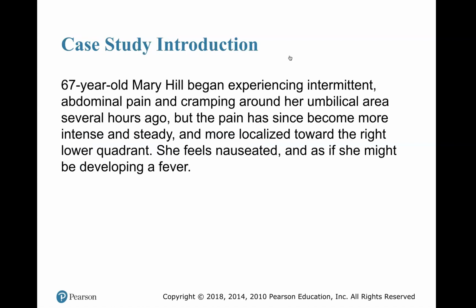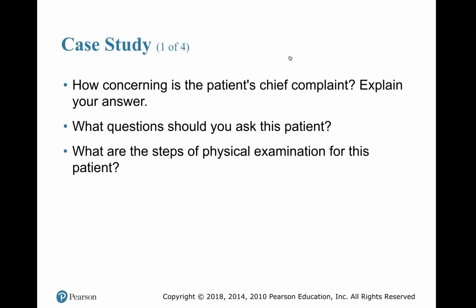Our case study intro: 67-year-old Mary Hill began experiencing intermittent abdominal pain and cramping around her umbilical area several hours ago, but the pain has since become more intense and steady and more localized towards the right lower quadrant. She feels nauseated and as if she might be developing a fever.